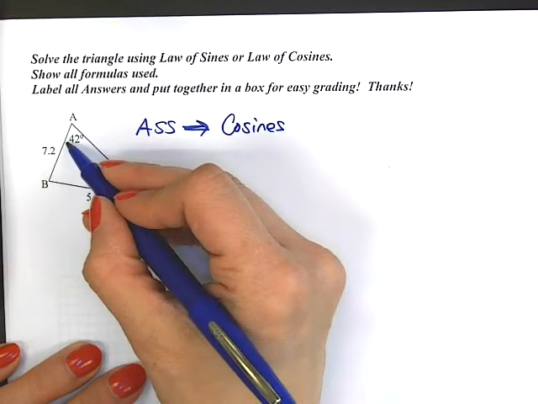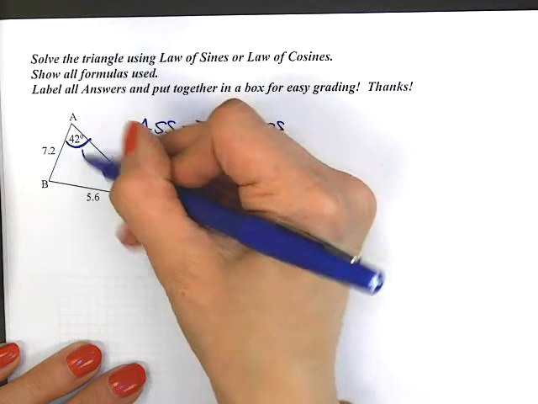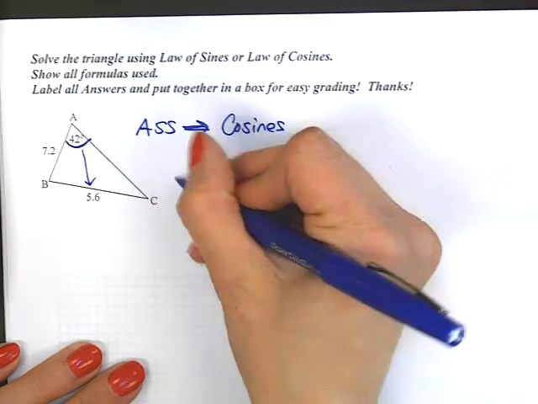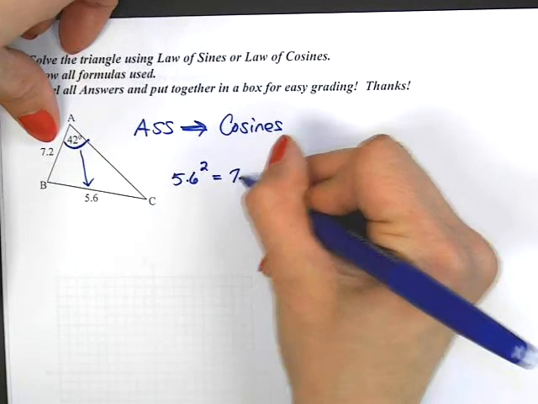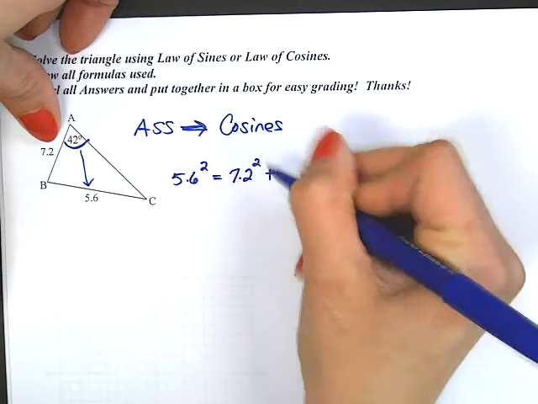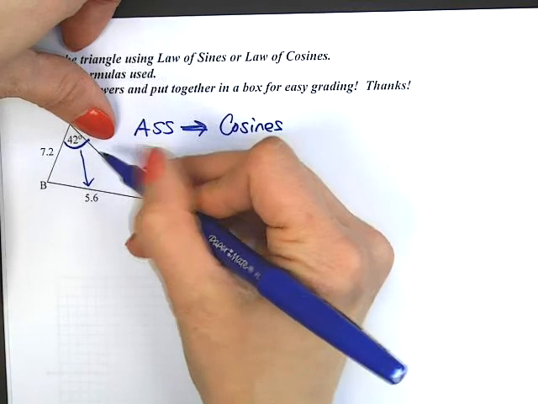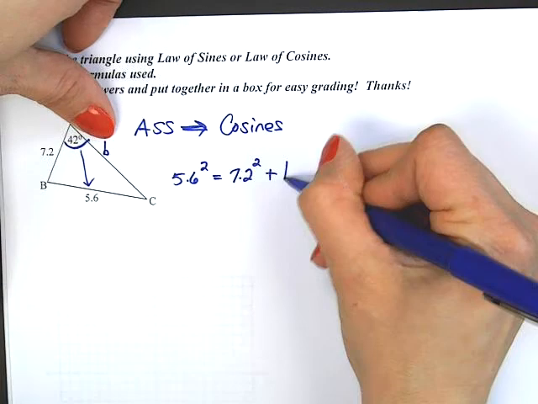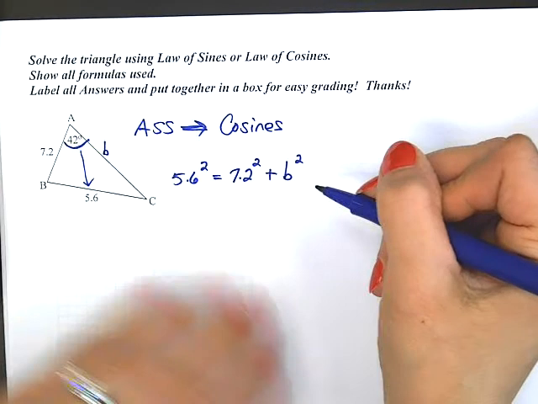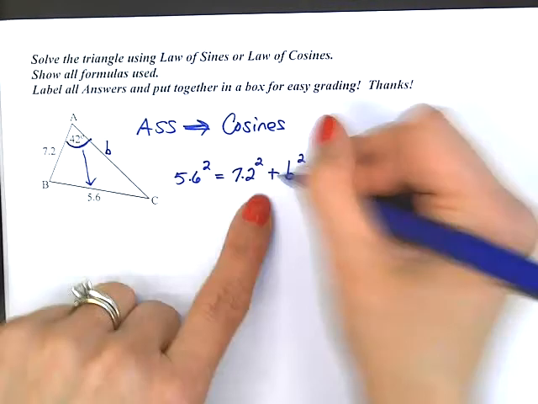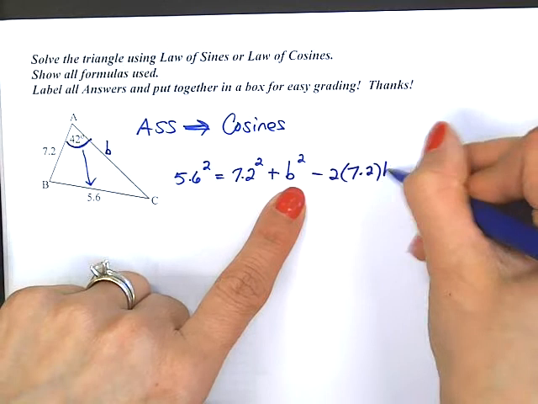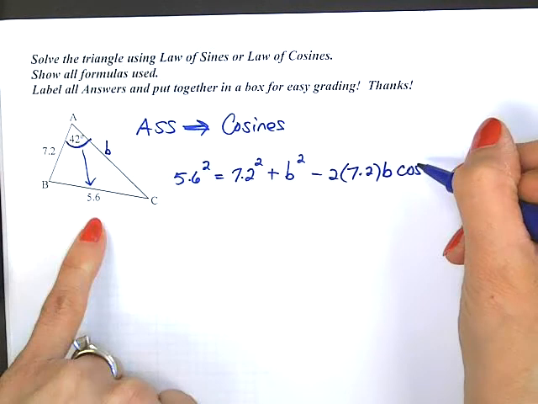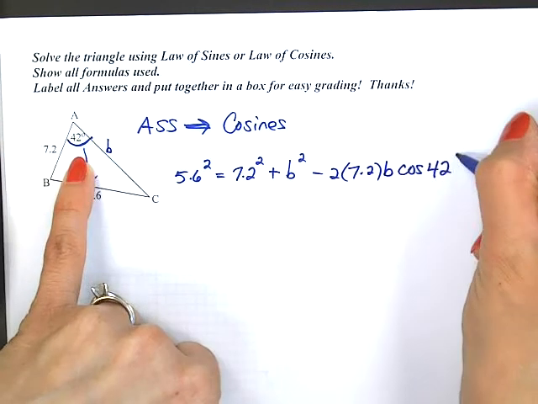So if you're given a 42-degree angle, we have to start with the 5.6. 5.6 squared equals 7.2 squared plus, let's call this little side b, b squared. It's not a right triangle, so the formula is minus 2, and then one of each of these, 7.2 and b, and it's cosine of angle 42 degrees.